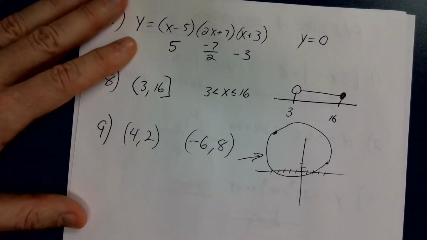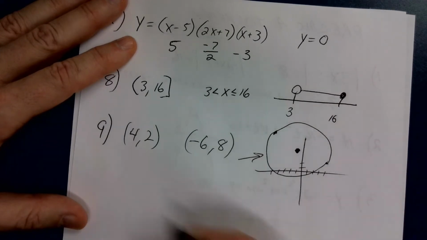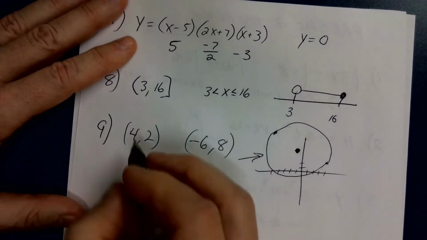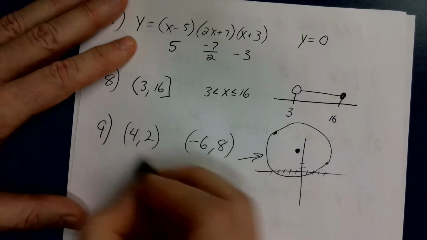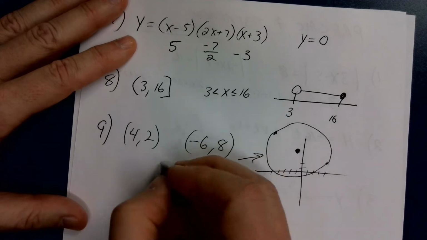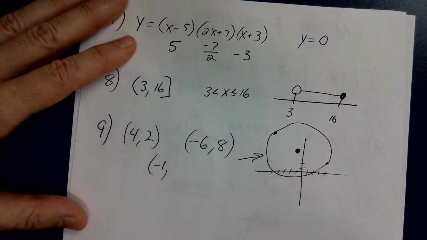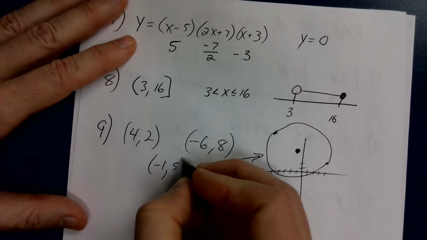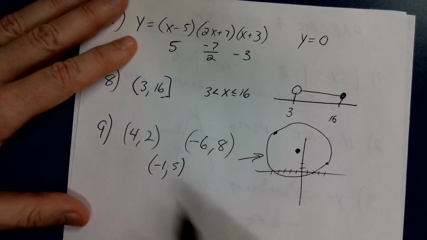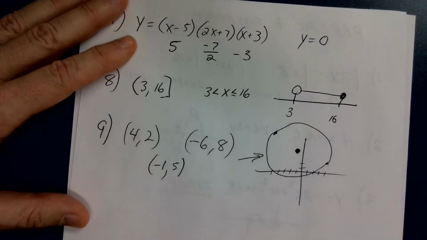Well, you know the equation of the circle is based on the center point. So I need to find the center point. So the center point is the midpoint between these things. So 4 and negative 6 is negative 2, over 2 is negative 1, and then 2 and 8 is 10, divided by 2 is 5. So the midpoint has to be at negative 1, 5, and as soon as I get that, I look at my picture and I go, hey, that kind of looks like it's negative 1, 5.